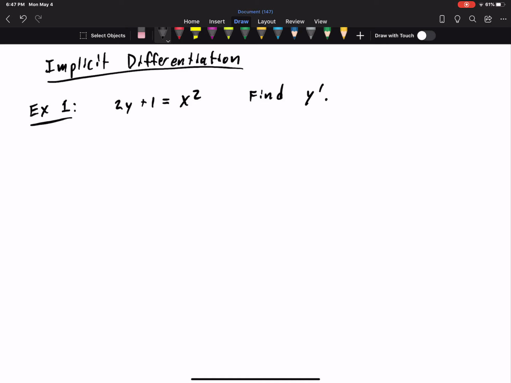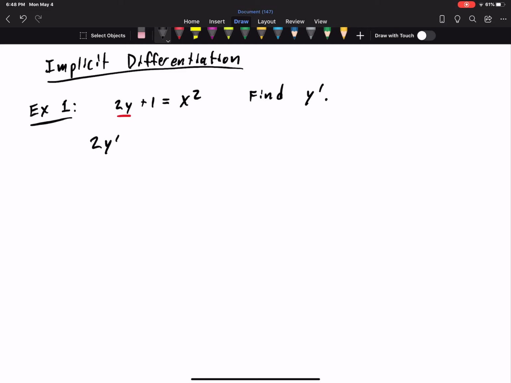That's our first step. So, let's derive this first term here, this 2y. When we do this, this is going to be 2y prime because y is a function in x that we do not know. All right, we don't know what it is. So we just derive it pretending that we did. That's really, really crucial when you're doing these things.